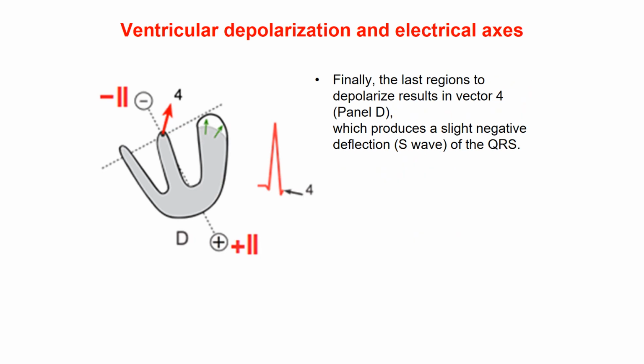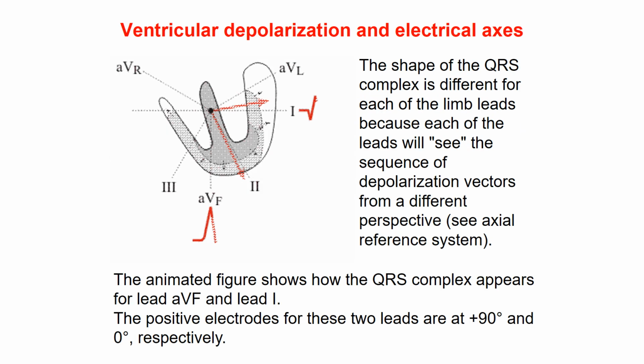Finally, the last regions to depolarize result in vector 4, panel D, which produces a slight negative deflection, S wave, of the QRS. The shape of the QRS complex is different for each of the limb leads because each of the leads will see the sequence of depolarization vectors from a different perspective, see axial reference system.